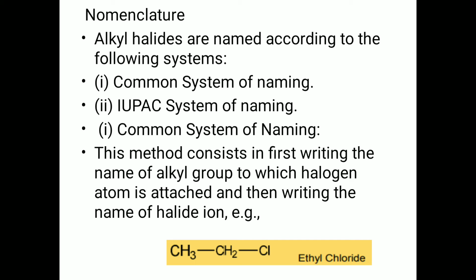Now we will discuss the nomenclature of alkyl halides. Alkyl halides are named according to the following systems. First one is the common system of naming, and second one is the IUPAC system of naming. First of all, we will discuss the common system of naming. In this method, we first write the name of the alkyl group to which the halogen atom is attached, and then write the name of the halide ion. You see here, first we name ethyl and then chloride.